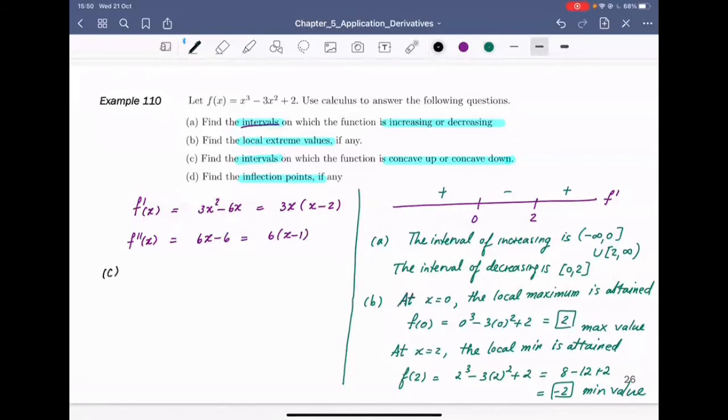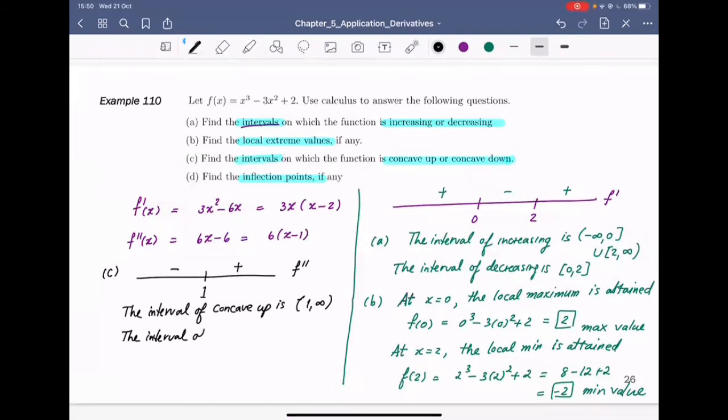In part C, we're talking about concave up and down. So f double prime here. The candidate for the inflection point is going to be just x equal to 1. And once you figure out the sign, this is going to be minus and plus. So the interval of concave up is going to be 1 to infinity. As I told you, it doesn't matter whether you use open or closed intervals; it depends on the book you use. The interval of concave down is going to be negative infinity to 1.